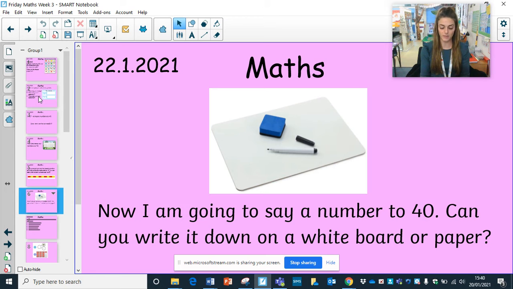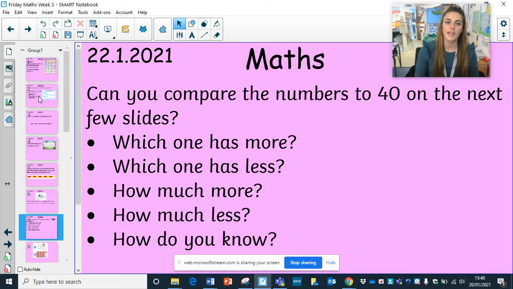Can you write down the number 38? That's how it should look. Can you write down the number 35? That's how it should look. So get speeding up now. Can you write down 39? And can you write down 40? There we go. You might even want to challenge yourself and start going to 50. Well done. So can you compare the numbers to 40 on the next few slides?